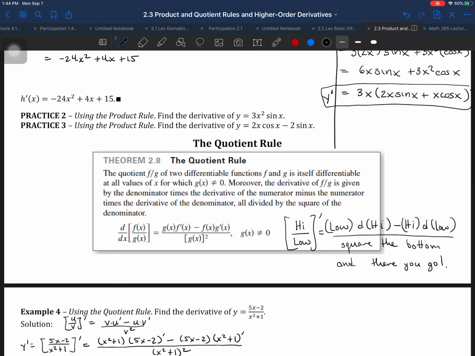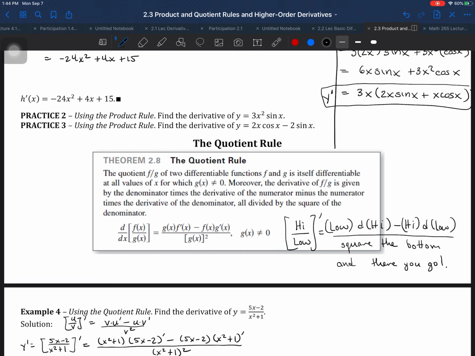The next rule that we're going to talk about is the quotient rule. The quotient rule is the rule that you will use to find the derivative of a quotient. In other words, to find the derivative of a function that looks like a division. So let's follow the rule here. We're assuming that f and g are both differentiable functions, where g of x is not equal to 0. That's just to cover our requirements.